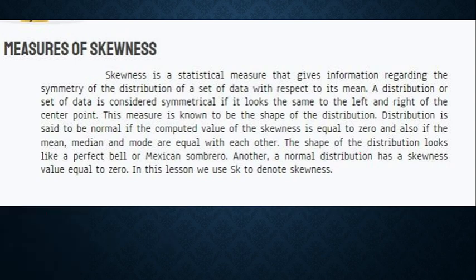So take note, class, if the skewness is equal to 0, the mean, median, and mode are equal to each other. The shape of the distribution looks like a perfect bell of the Mexican sombrero. A normal distribution has a skewness value equal to 0. In this lesson, we use SK to denote the skewness.